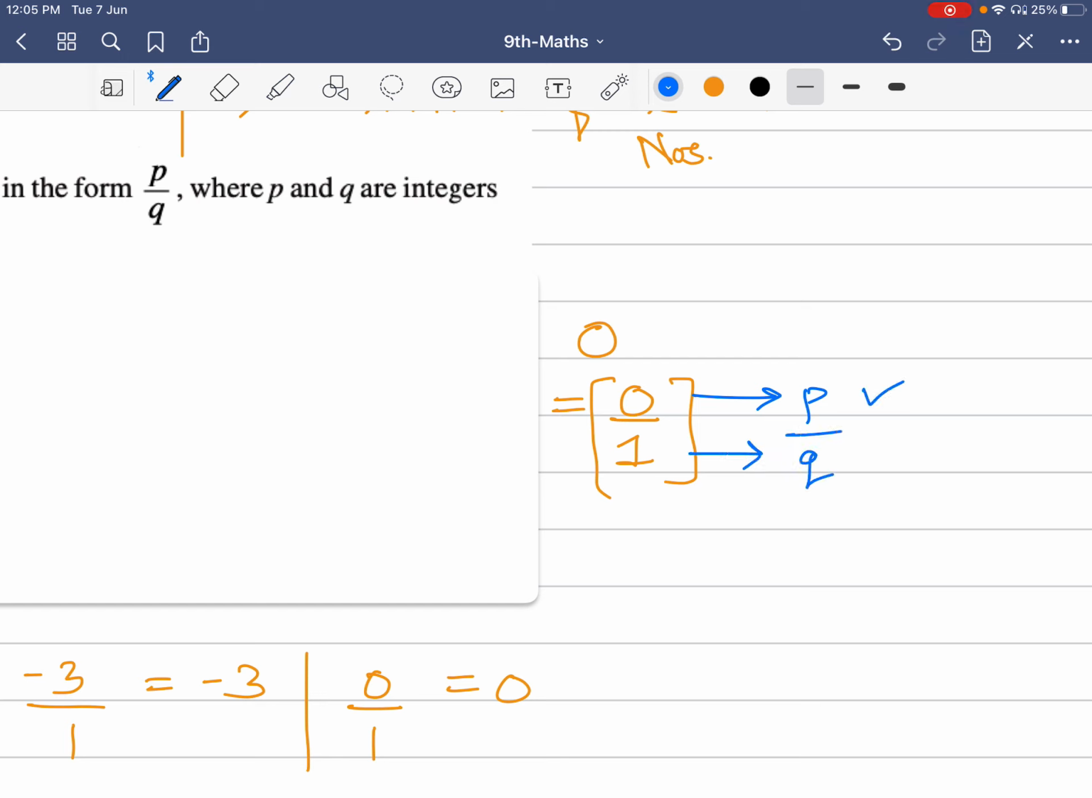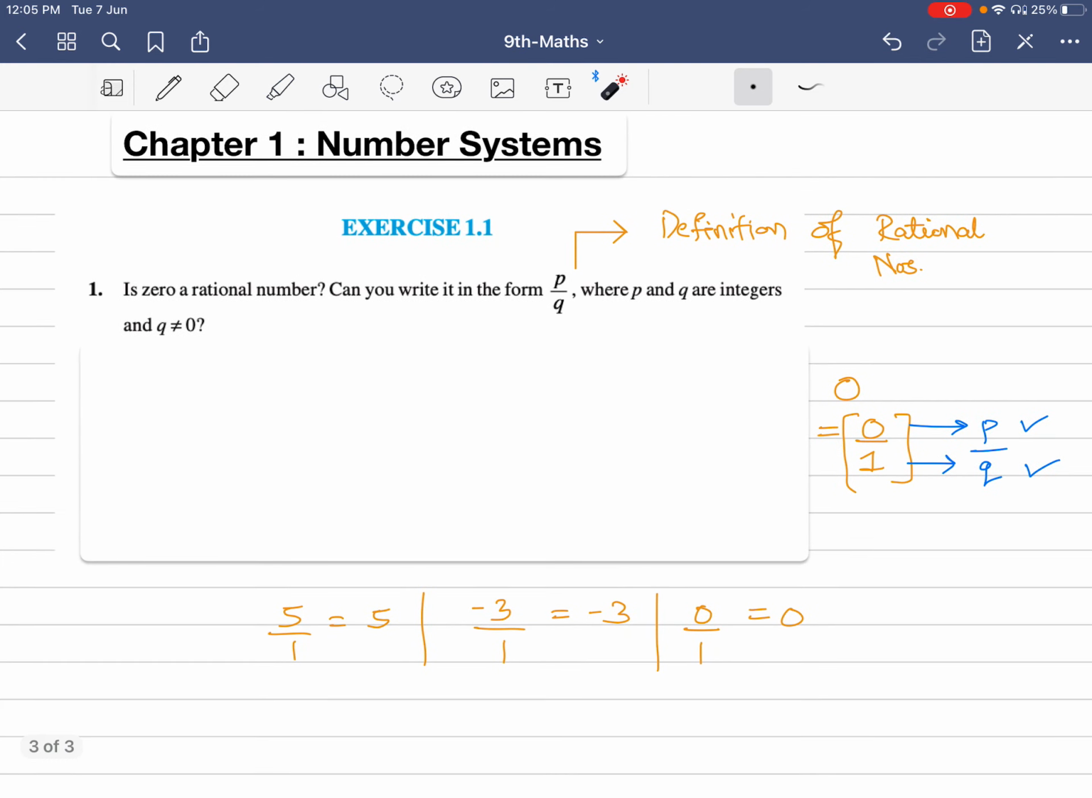And p can be any integer, yes. q can be any integer other than 0, yes. So I have successfully represented 0 in the form of p by q, 0 by 1, which is a rational number. Thus, the answer to this question, is 0 a rational number, is going to be yes. Yes, 0 is a rational number, and we can write it in the form of p by q, which is basically 0 divided by 1. So that is the answer to our first question from exercise 1.1.